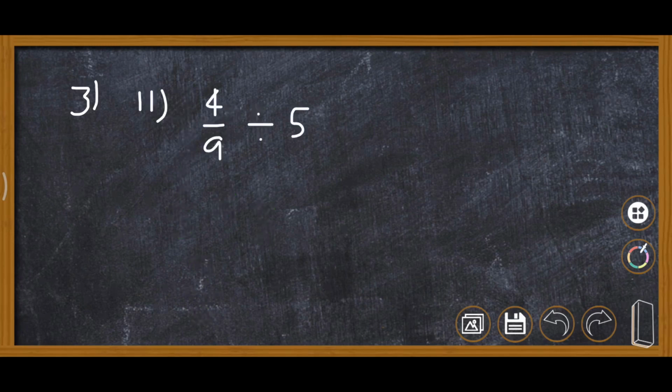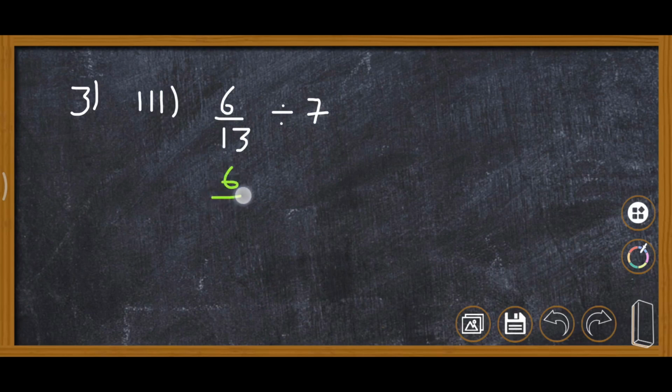Now this is second part, 4 upon 9 divided by 5. So 4 upon 9, divide changes to multiply and 5 becomes 1 upon 5. Again 4 1 ज़ा 4 and 9 5 ज़ा 45. So answer is 4 upon 45. Now third part, 6 upon 13 divided by 7. So this is 6 upon 13 multiply and 7 becomes 1 upon 7. 6 1 ज़ा 6 and 13 7 ज़ा 91. So answer is 6 upon 91.